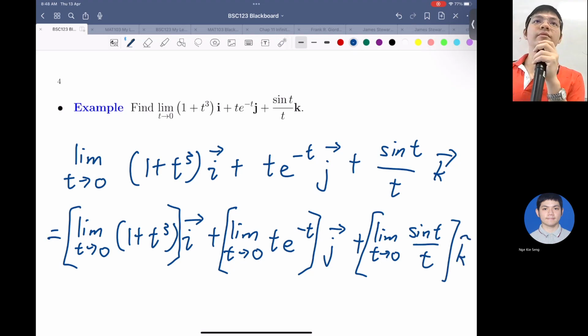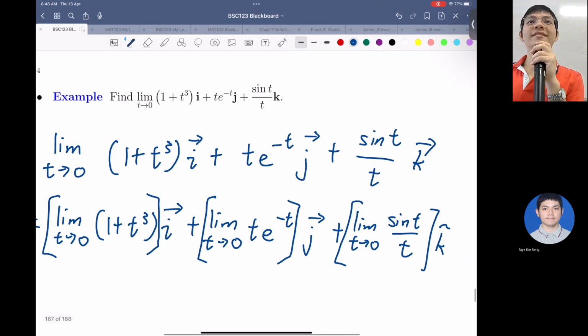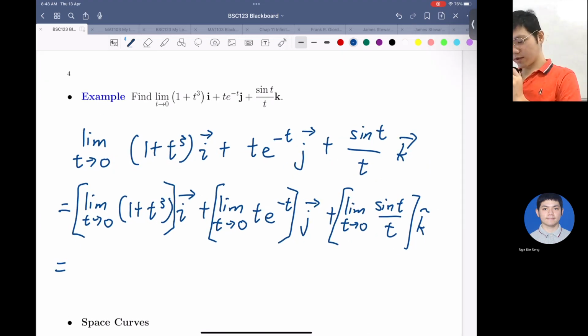Does everyone start with this step here? So what's the first thing you get? The limit as t goes to 0 of 1 plus t squared, t cubed, 1 i, plus, what's that? 0. Sine t over t, you need to use L'Hopital's rule. So with L'Hopital's rule, what do you get?